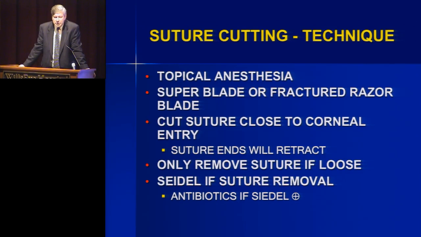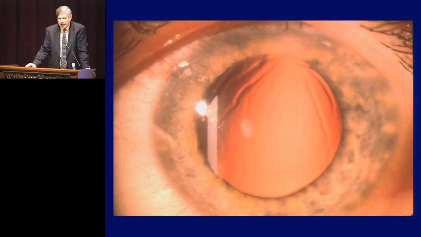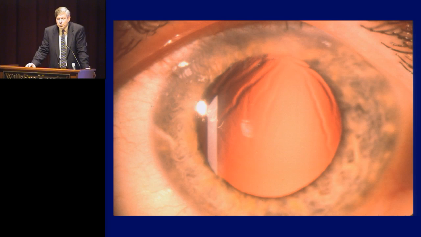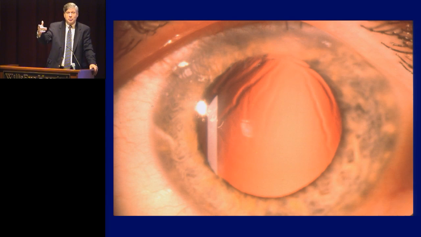How do we do this? Well, the technique is it's done under topical anesthesia like opthetic or tetracaine, and you use a super blade or a fractured razor blade. You cut the suture close to the corneal entry, and if you do that, the suture ends will retract. Let's go back here. Sorry. If you cut right here, what's going to happen is this area of the suture is going to stick up in the air, and the patient's going to feel it every time they blink. So you want to cut right here, right at the edge where the suture dives into the cornea. And if you cut it there, what happens is it retracts in both directions, but there's no end sticking up when you're done.